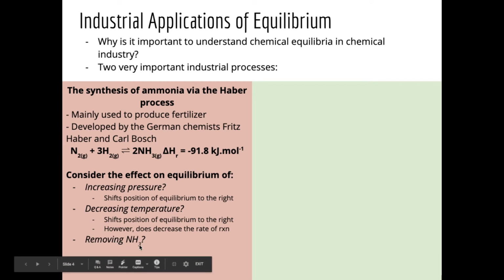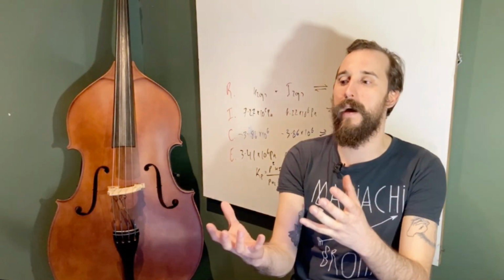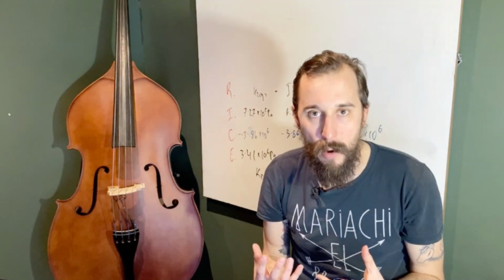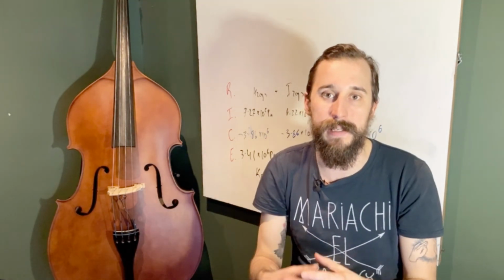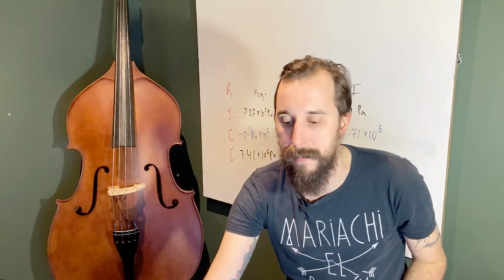What about removing NH3? Pause, have a think, check the answer. If we decrease the concentration of the products, equilibrium is going to shift to increase the products. We're going to shift the equilibrium to the right-hand side. So that's another thing I can do whilst I'm making my ammonia. If I'm taking out the ammonia from the reaction vessel as I'm producing it, that's going to shift equilibrium. That's going to make more of my ammonia.